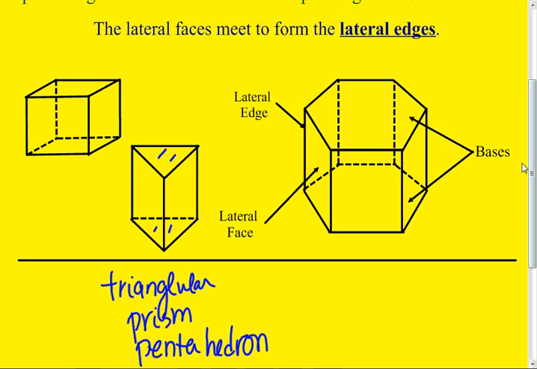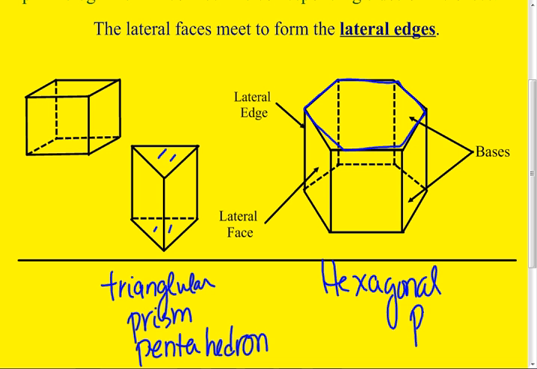Okay, and what is this called? What's the shape of this base? Hexagon. So it's a hexagonal prism. That tells me everything. And you have my formula sheet, so you could find the area of that base. And these are called the lateral edges because they're the edges of the rectangles or parallelograms making up that.